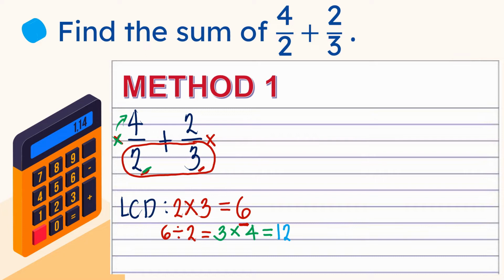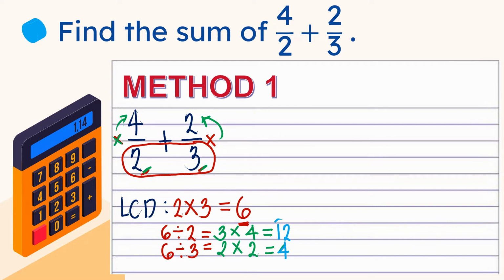yung 6 mo naman ulit na LCD, i-divide mo siya kay 3 naman daw. So, nasan ba yan si 3? Eto, divide mo siya kay 3. 6 divided by 3, that is equal to what? That is equal to 2. Okay? So, 2. And then, yung sagot mo na 2, i-times mo yun doon sa taas, sa numerator mo. Times mo sa 2. So, that is equal to 4. Okay?